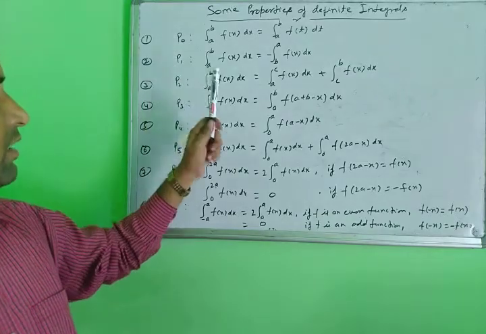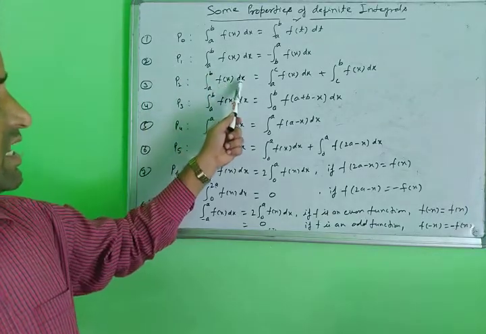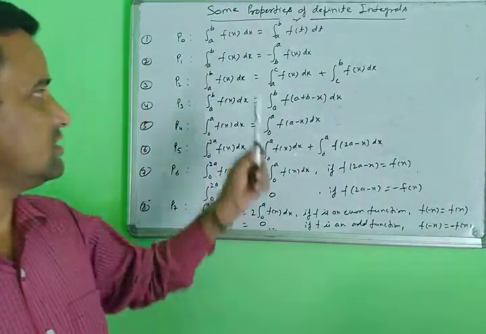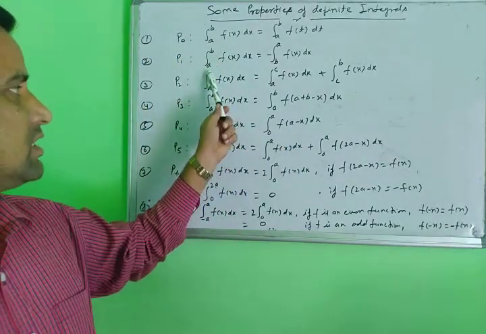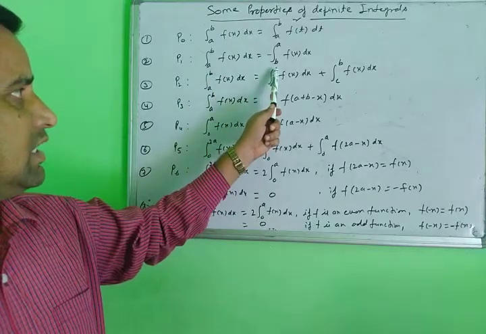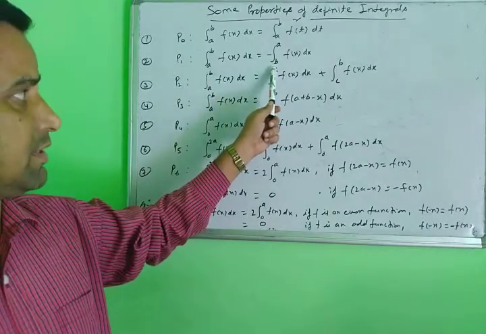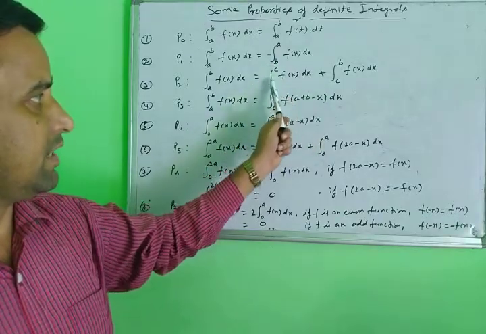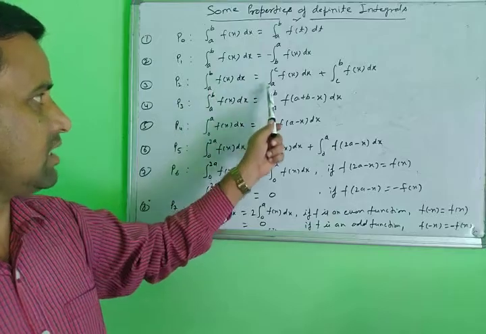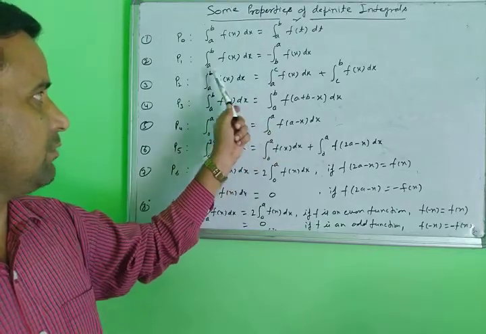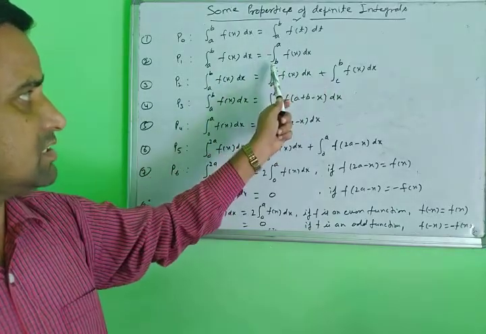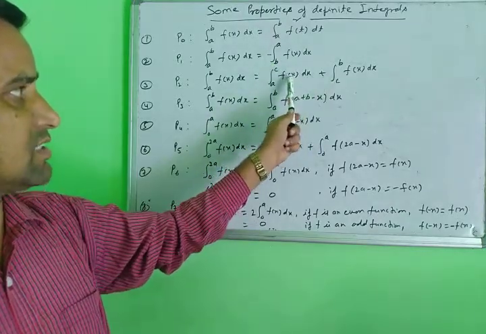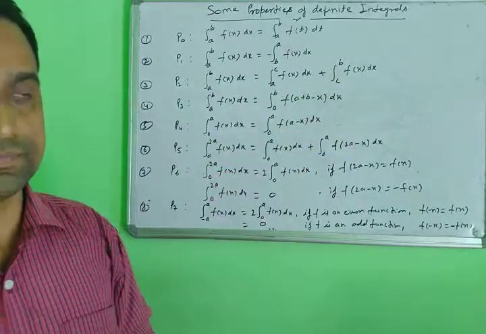The next property is P2. Take the integral from A to B of f(x) dx. Suppose you break this down into simpler parts, from A to C, where C is another limit. Then the lower limit A and the upper limit B stay the same, and with C as the other limit, you can take the integral of f(x) dx plus the integral of f(x) dx.